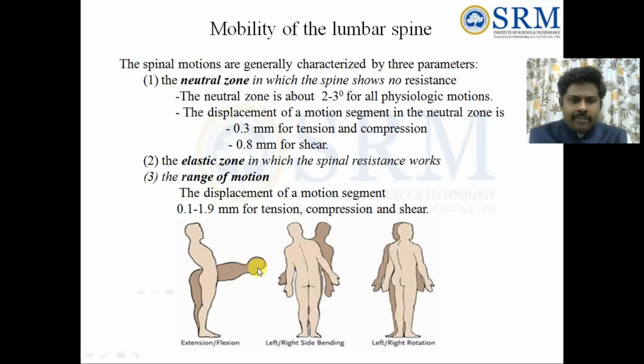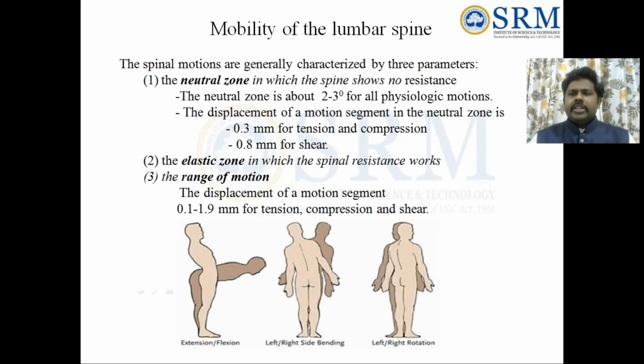Forward movement is called flexion. Going backward is called extension. If you see here, this is bending, with the left side bending and right side bending. These are the two types of bending. Then there is axial rotation, with respect to the left and the right. Those are the main three which we should know.